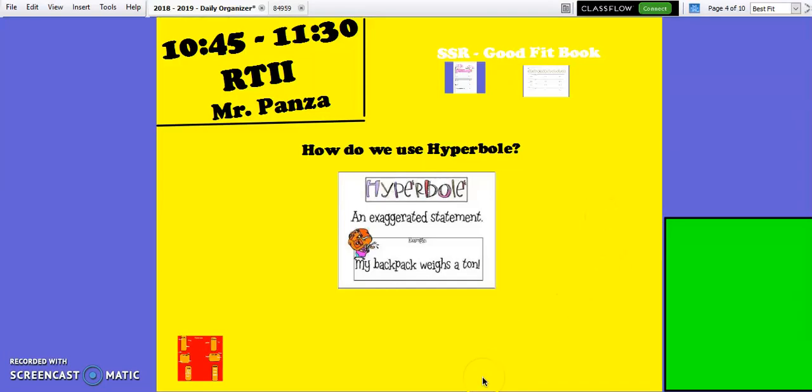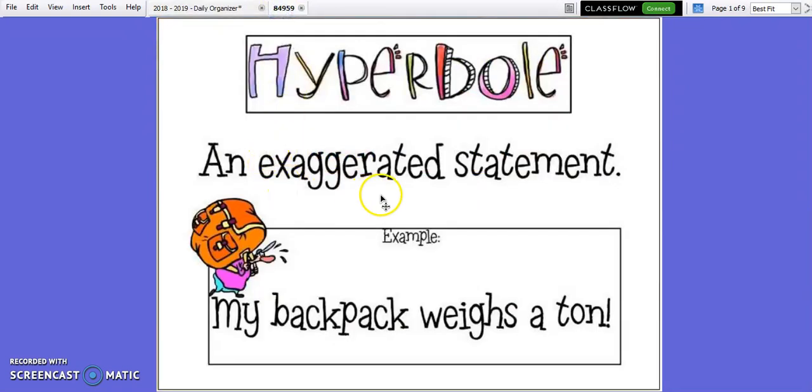This is Mr. Panza talking about hyperbole. Hyperbole, and how do we use it? Specifically, hyperbole is an exaggerated statement. A perfect example of this would be when somebody says their backpack weighs a ton.